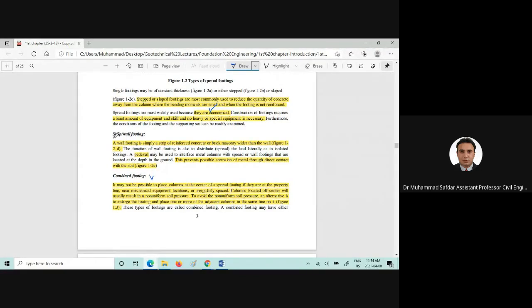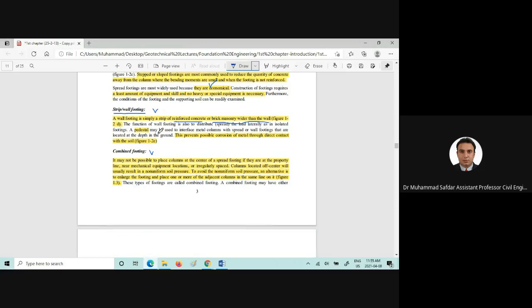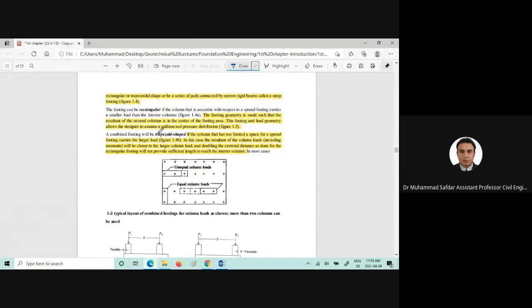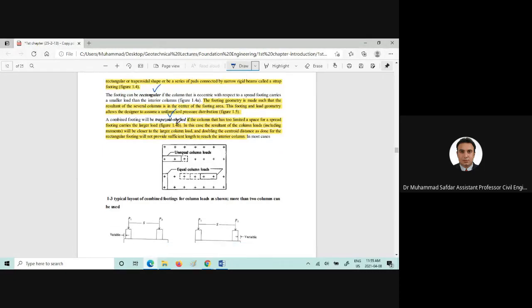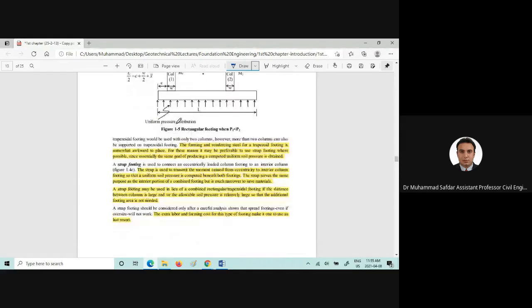A strip footing is a simple wall footing. So if you provide concrete beneath the wall, a little bit wider area, or if you just spread the bricks beneath the wall a bit wider, which you have seen in houses, just to provide a bit wider area, this will be related to the strip or the wall footing. Now, in case of combined footing, we have different options. One is the rectangular option, the other one is the trapezoidal option, and the third one is the strap option here.